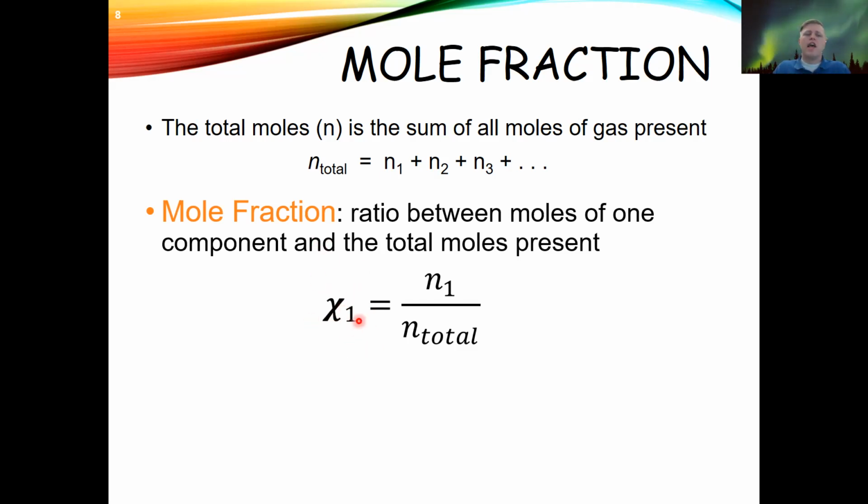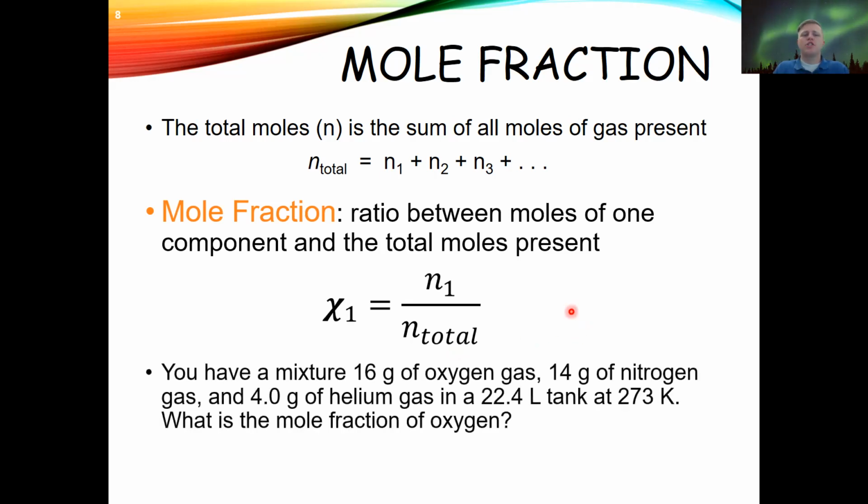So the mole fraction X1 of gas 1 is just equal to the number of moles of gas 1 divided by the total number of moles. Of course, the mole fraction for species 2 would just be N2 over N total. All right, let's say we have a mixture of 16 grams of oxygen, 14 grams of nitrogen, and 4 grams of helium gas in a 22.4 liter tank at 273 Kelvin. What is the mole fraction of oxygen?